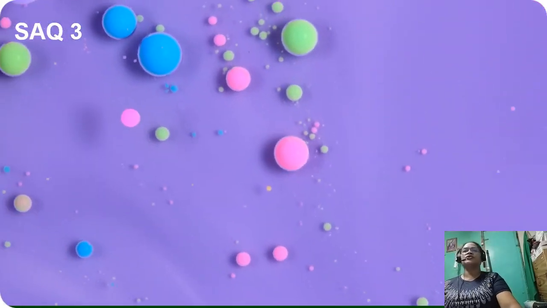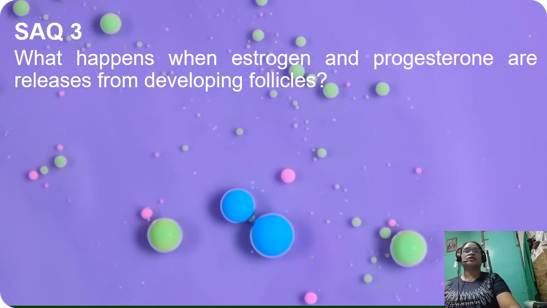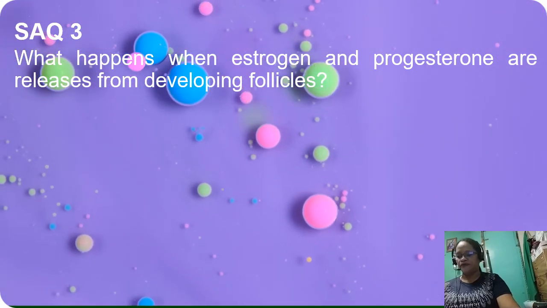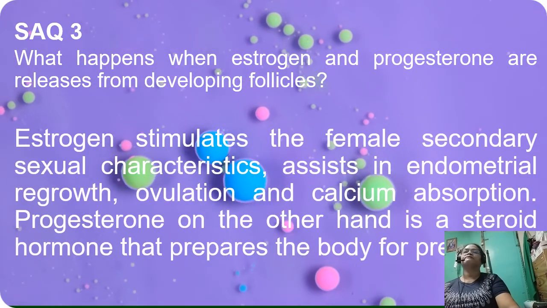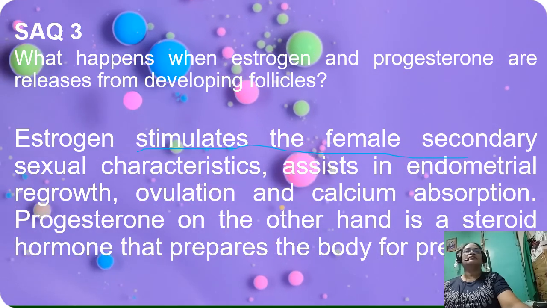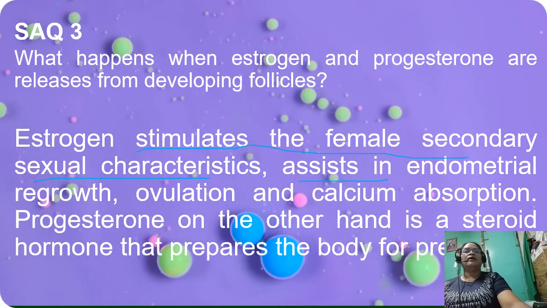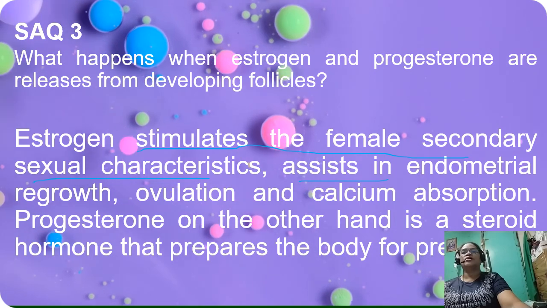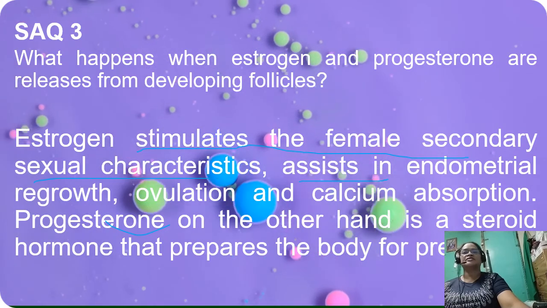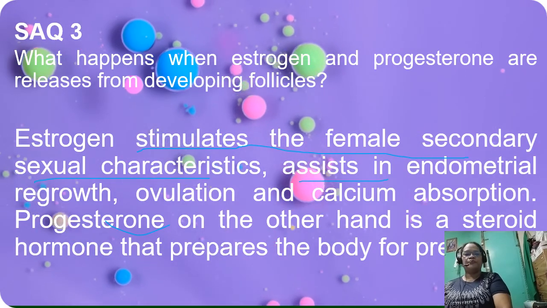Let's have SAQ number 3. What happens when estrogen and progesterone are released from the developing follicles? Estrogen stimulates the female secondary sexual characteristics, assists in endometrial regrowth, ovulation, and calcium absorption. Progesterone, on the other hand, is a steroid hormone that prepares the body for pregnancy.